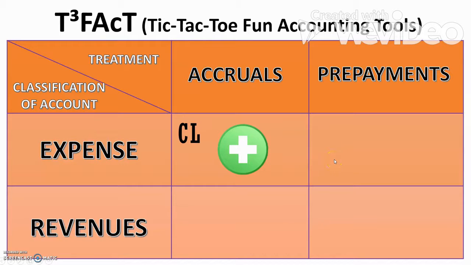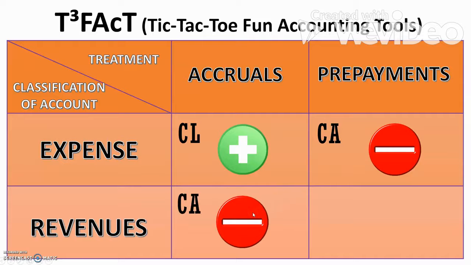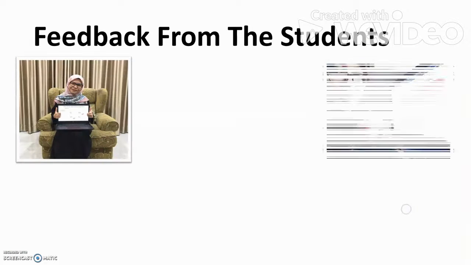For example, prepaid expenses, accrued revenues, and prepaid revenues. As a conclusion, this diagram will assist students to prepare their adjusted financial statements. Here, the feedback from the students.